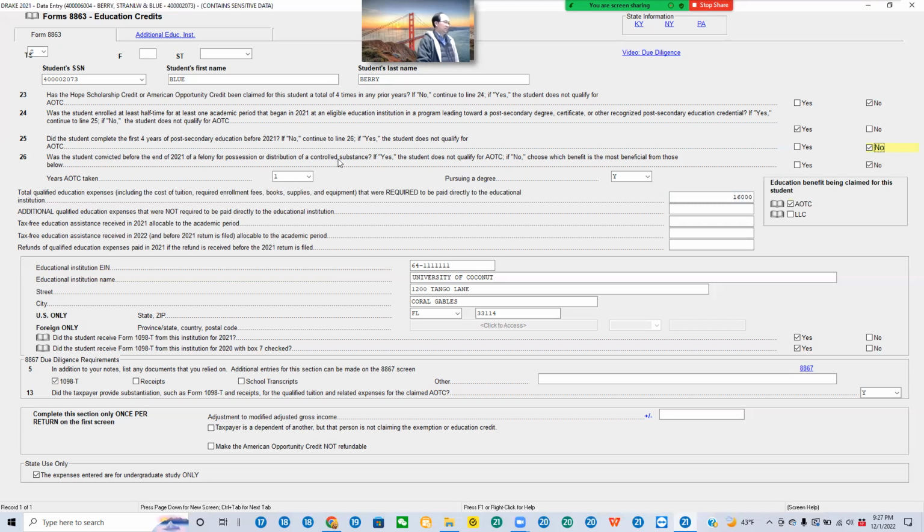The last question, in order for you to get this credit, you have to answer no in order to qualify. If for some reason that person answers yes, you have to answer yes. So you have to interview the clients, and then they won't be able to qualify for this credit. Well, why? The law says so.